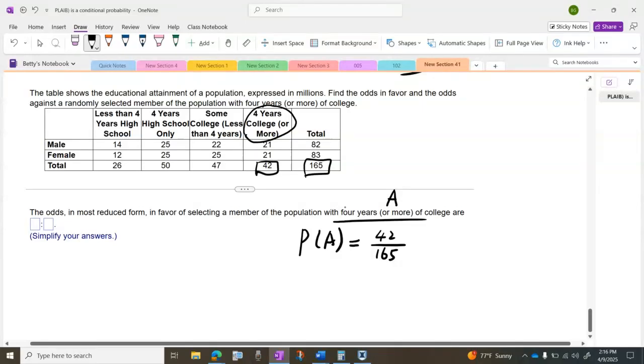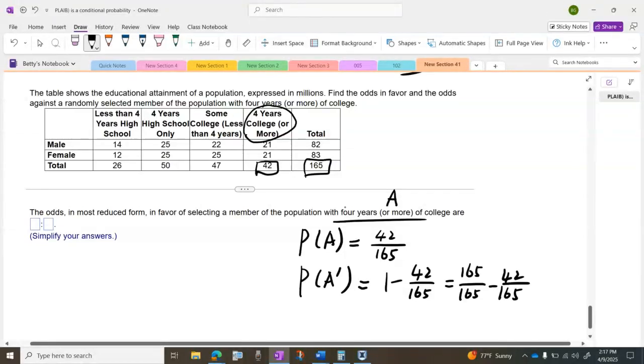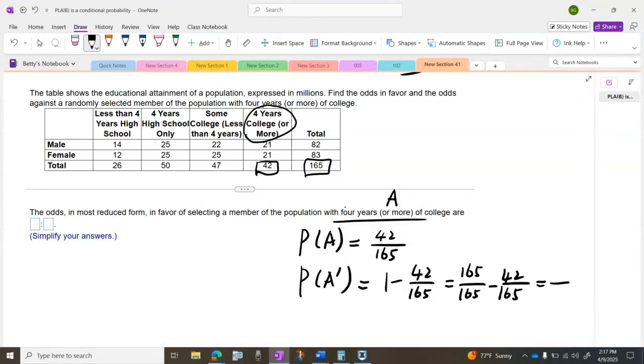I purposely keep the same denominators, even though sometimes I might be able to reduce a certain fraction. I wouldn't do that. The purpose is to keep them with the same denominators. Then P of A prime would be 1 minus 42 over 165, which is 165 over 165 minus 42 over 165. And that gives 123 over 165.